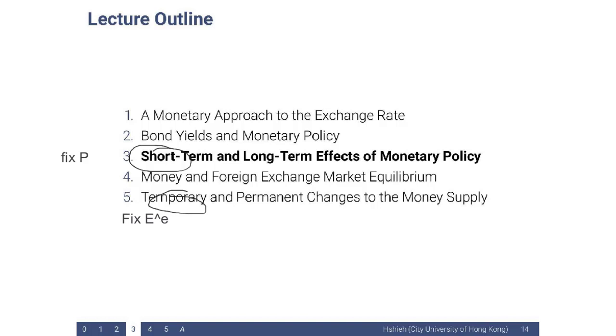So short term, fix P, and temporary means fix E hat E. Otherwise, E hat E will change and P will change. Okay?